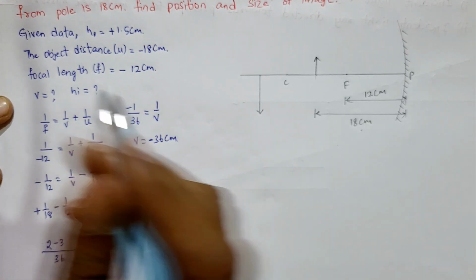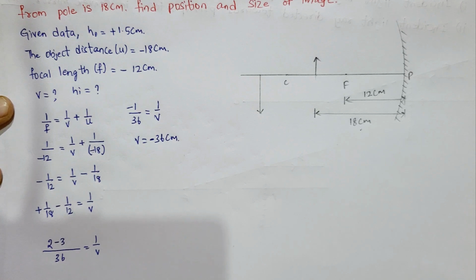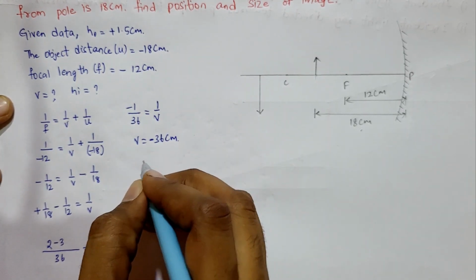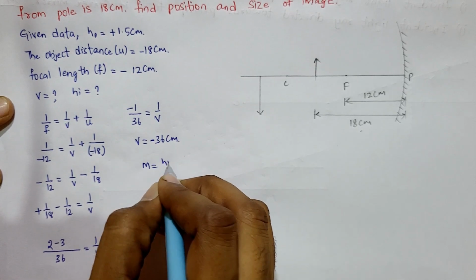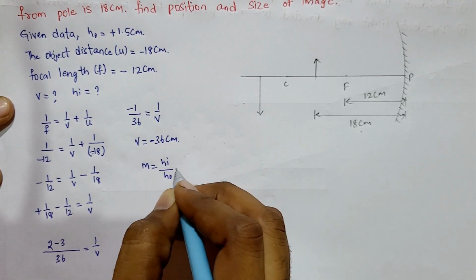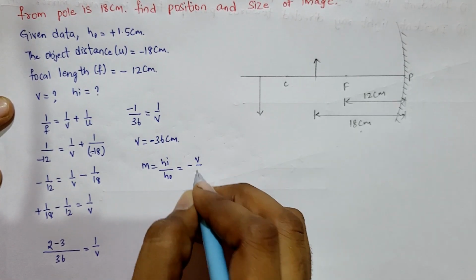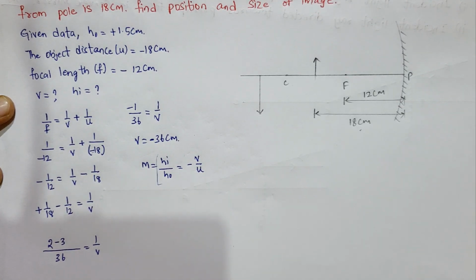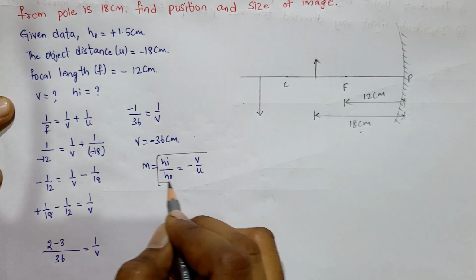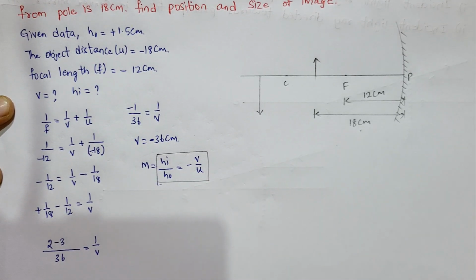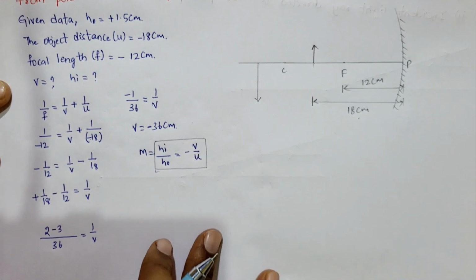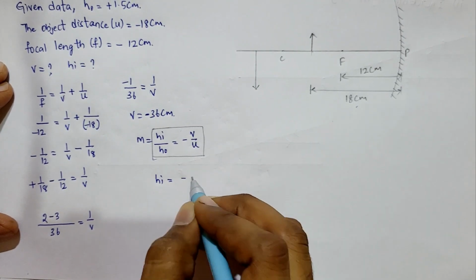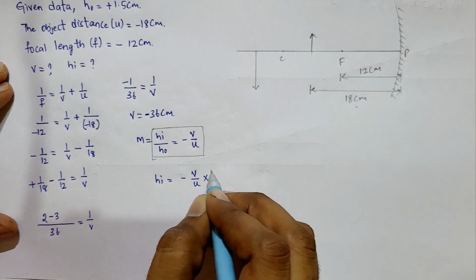Right? Again we have to find out the height of the image. How will we find the height of the image? We know the magnification formula. Magnification m is equal to height of image divided by height of object, that is equal to minus v by u. I will use this part only. If I take that part, what are we going to get? We are going to get the height of the image. Height of the image is equal to minus v by u into height of object.